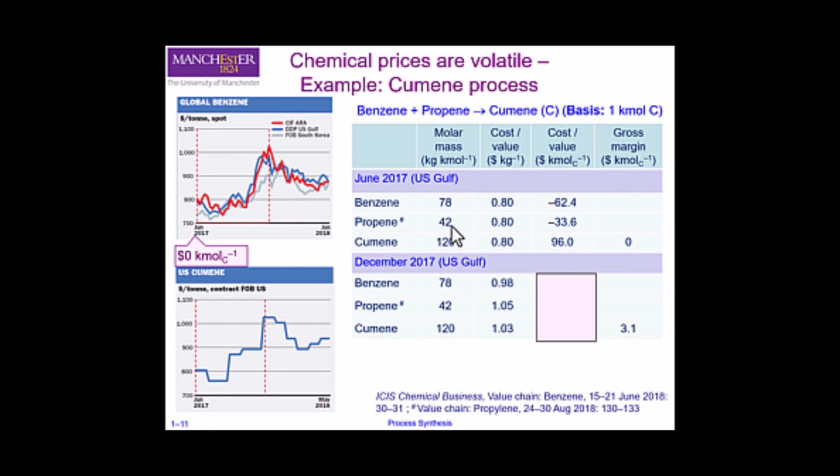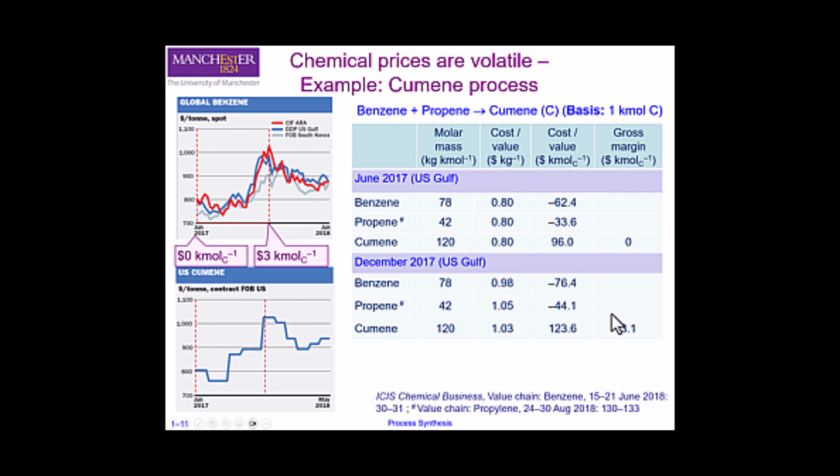So the reactants are both more expensive in December, okay, but the product is also more valuable. So in this case, the gross margin is around $3 per kilomole, okay. So that is good because we have a positive gross margin, but we don't have enough information to judge whether the process will indeed be economically viable at these economic conditions. Okay, so this is still too early to decide if this is a techno-economical process or not.